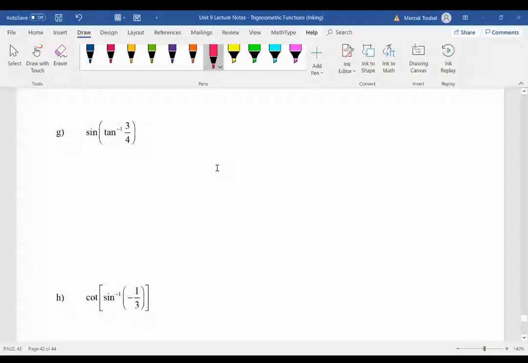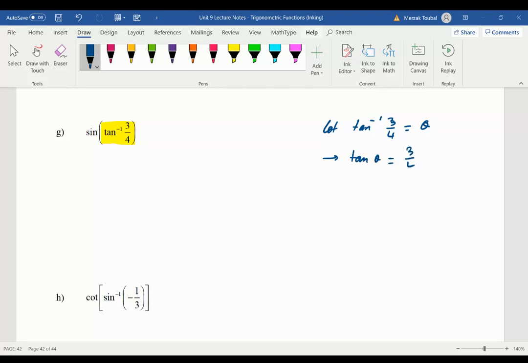Sine of tangent inverse of 3 over 4, same idea. We start with this. Let tangent inverse of 3 over 4 equal some angle theta. That means tangent of theta is 3 over 4. And again, 3 over 4 is positive, so it must be quadrant 1. Somewhere here. Tangent of theta is 3 over 4. 3 is the opposite, 4 is the adjacent, so the hypotenuse must be 5. 9 and 16, yeah, 5.